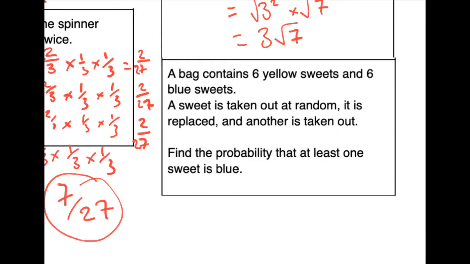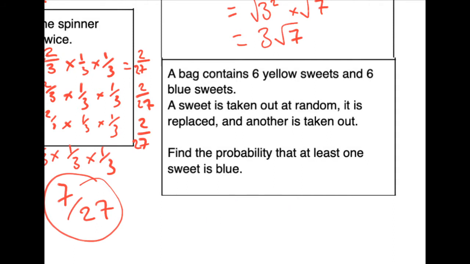quite easy. We could do it as a table this time. And so we're going to have either a yellow sweet picked first or a blue sweet picked first, and then again we've got a blue and a yellow. And so the options, actually let's undo that. That didn't make much sense, did it?